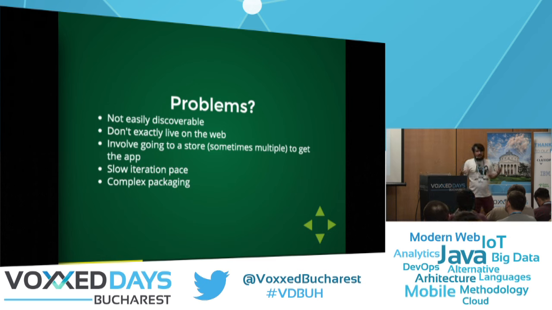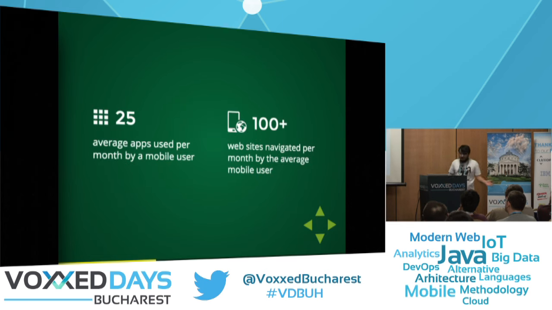Second of all, you can't get the fast iteration that you get on the web. You can't just upload your files to a web server and have them served to your users. You need to go through the process of getting your new version approved into a store. And they have complex packaging. As I said, you can't upload to a server. You need to go through the packaging of your various platforms. And we all know how big of a pain iOS and Android are. And furthermore, on average, a mobile user uses around 25 apps in a single month, but they navigate over 100 websites.